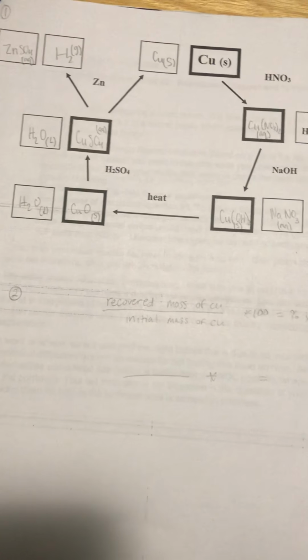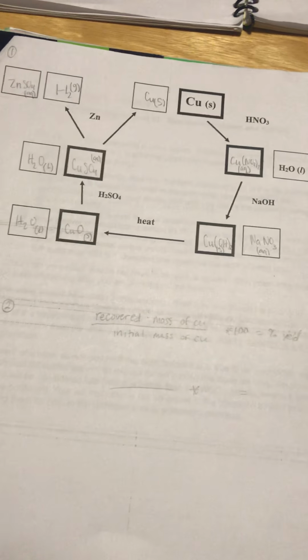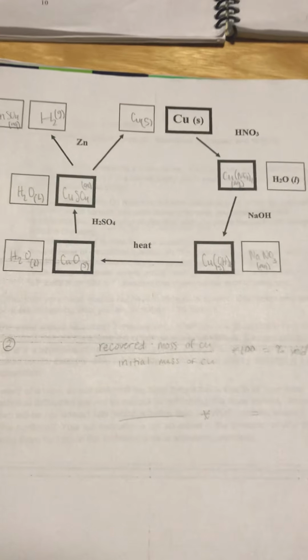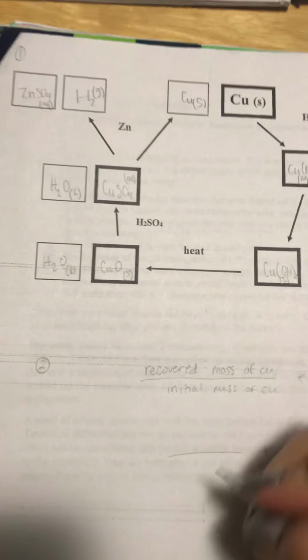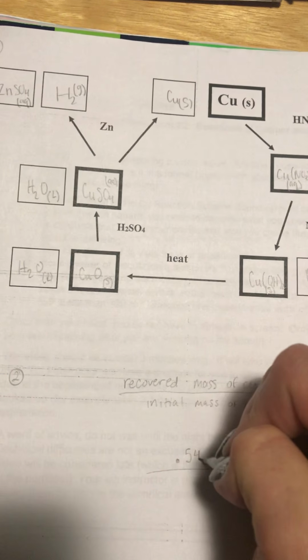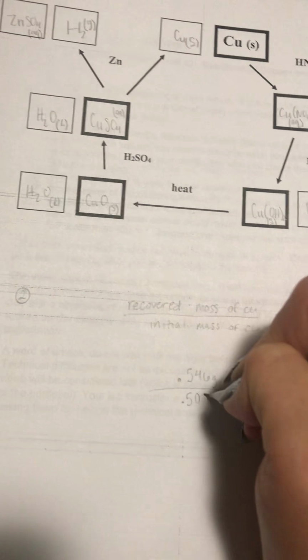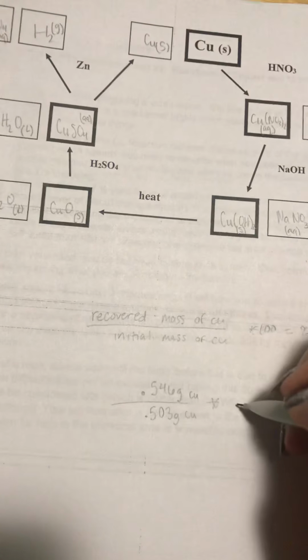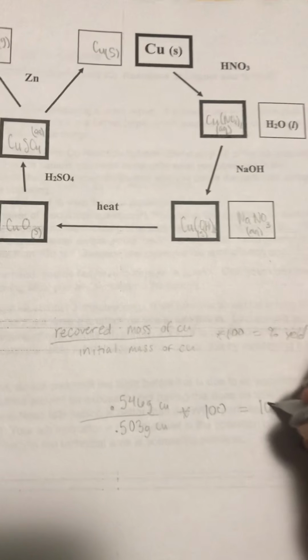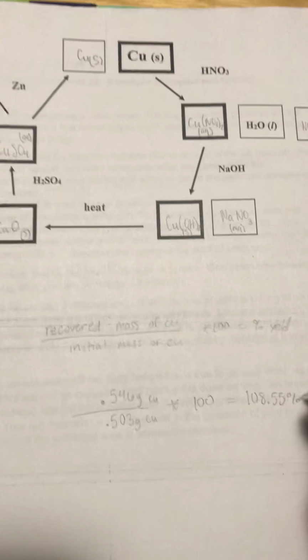And that brings me to number 2, talking about our percent yields. Your percent yield, which I have written out here, is your recovered mass of the copper over your initial mass of copper times 100. So in our case, our recovered mass was 0.546 grams of copper, and our initial mass was 0.503 grams of Cu, and when we multiply by 100, you get 108.55%, which is pretty high in our case.